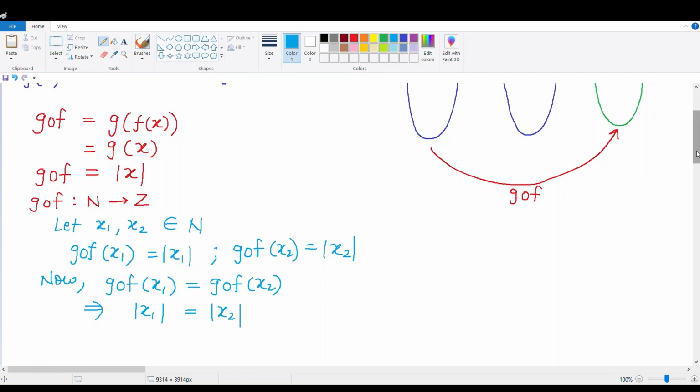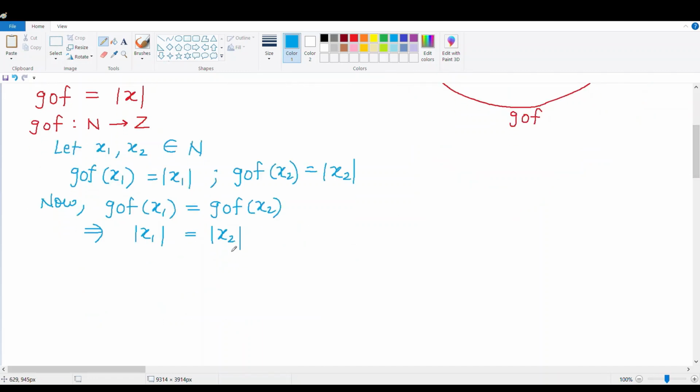So we can just write this way. Now x1 and x2 both belong to natural numbers, so they are already positive numbers, so we don't need to worry about the mod sign. So x1 is equal to x2. You can just easily get rid of that mod sign without even writing plus minus, because we don't even have a negative number in natural numbers. So x1 is equal to x2, and as soon as we get x1 equals x2, from this we write that the function is injective. So g of f is injective.